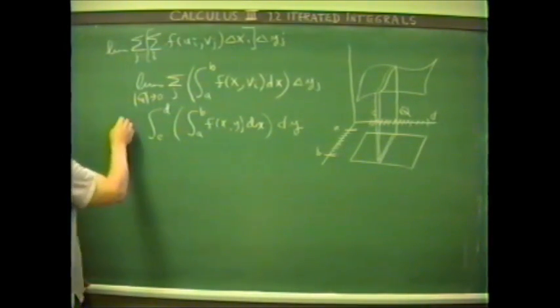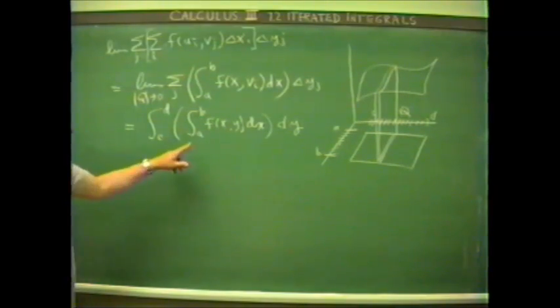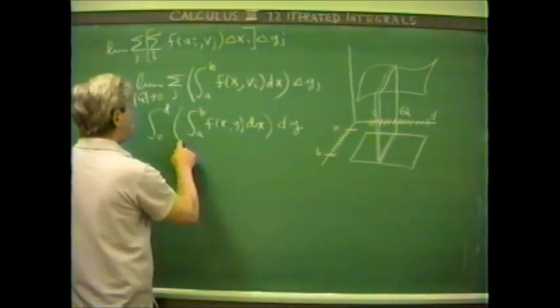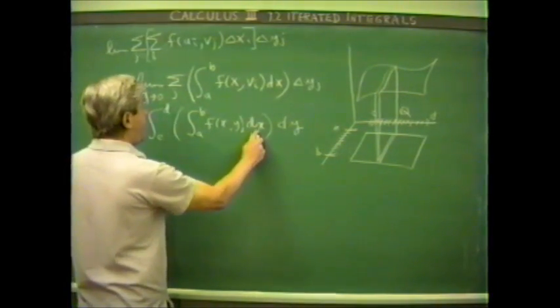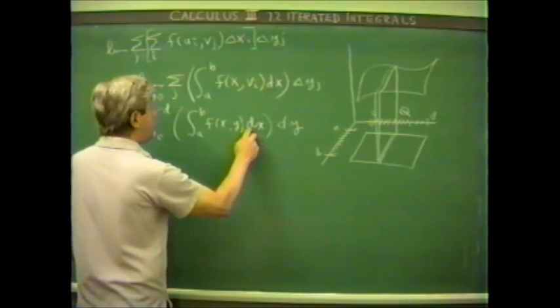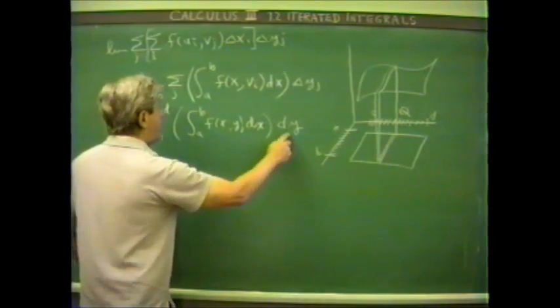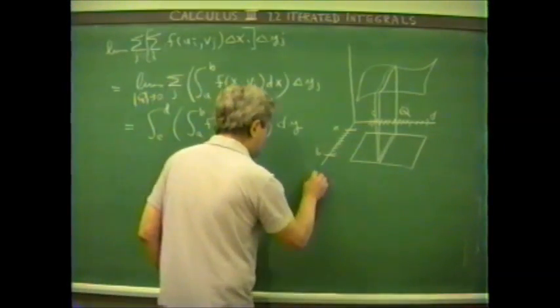And so the volume underneath f, if f is non-negative, is going to be given by this iterated integral. And here the parentheses are not always written, but they're always understood. This is with respect to x fixing y, and then you integrate the whole thing with respect to y. Let's take a look at an example.